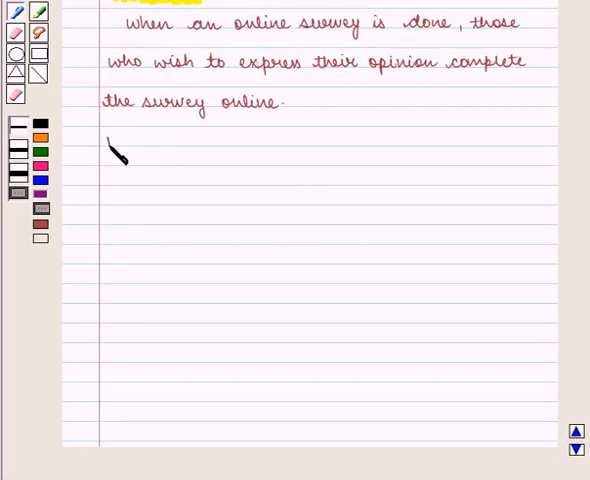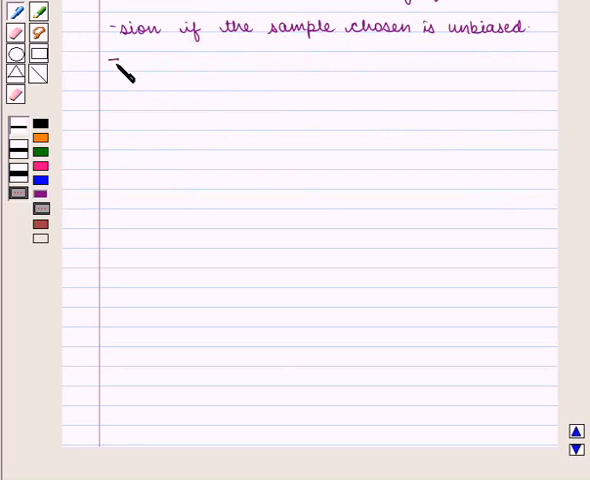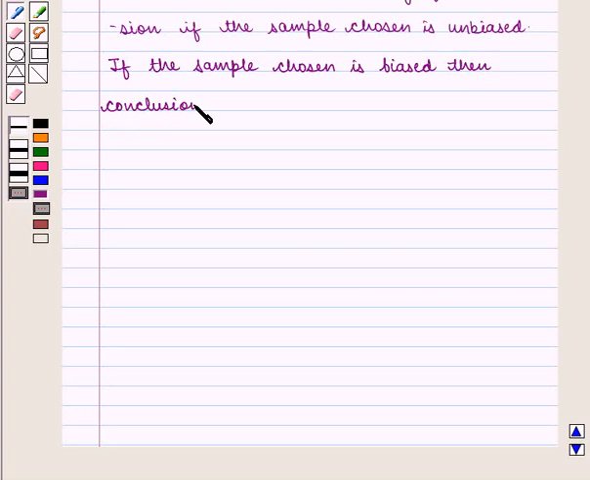From all this, we conclude that we can determine the validity of the conclusion if the sample chosen is unbiased, and if the sample chosen is biased then the conclusion or inference drawn are not valid.